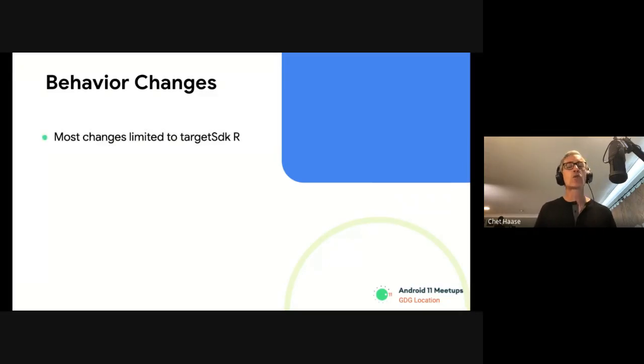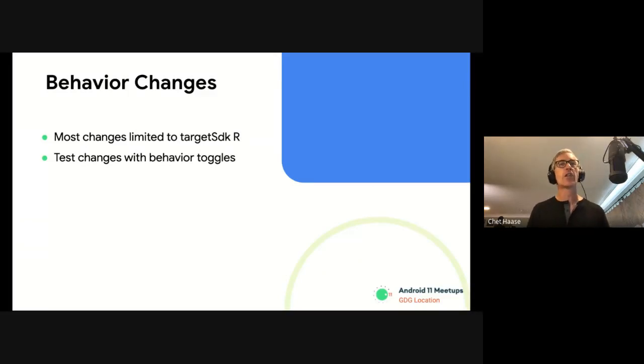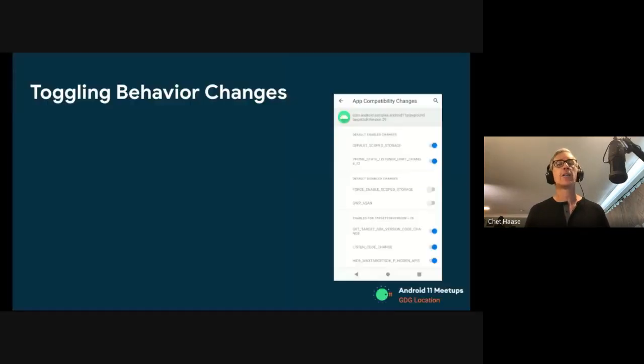So for the most part, the behavior changes in this release are limited to applications that target this API level. And we also made it easier to test these changes one by one, so you can toggle the behaviors on and off and see how they affect your application. You can do that on the command line, which you could do to a limited extent in earlier releases anyway. But we've also enabled a new UI in developer options that looks a lot like this.